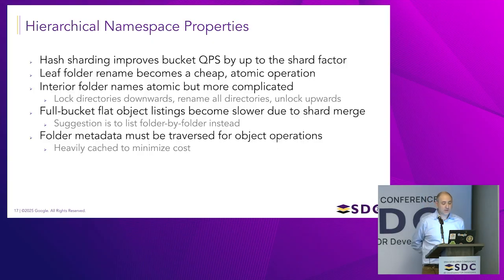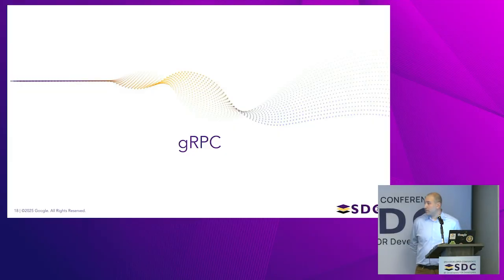And again, we do have to traverse the directory hierarchy in order to serve object operations. So if you have a deep path, we have to read potentially all the dir nodes or directory metadata in the path. But we heavily cache this to minimize cost, and we find that we're still able to maintain good performance for customer workloads. The next topic, I'm going to hand it off to Shufan, who's going to talk about gRPC.